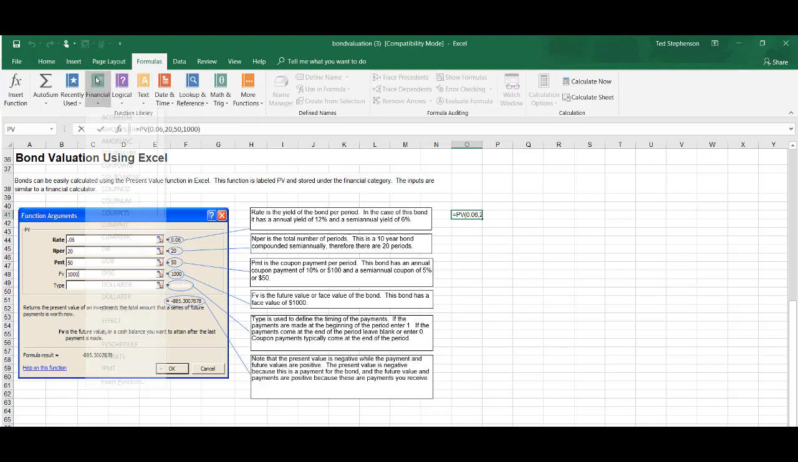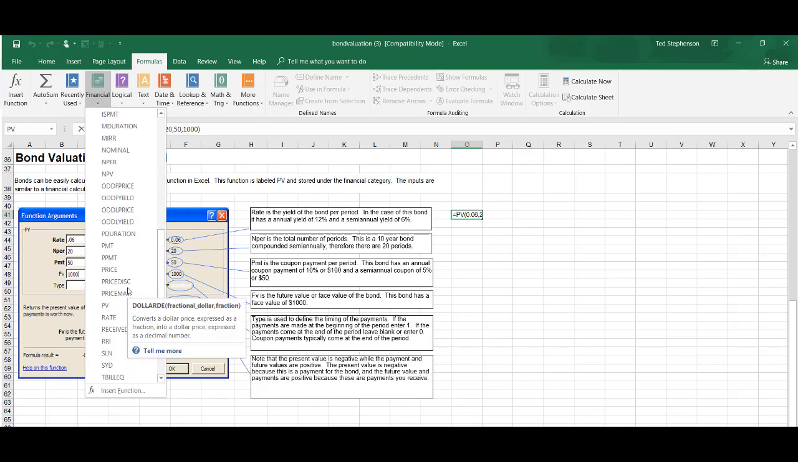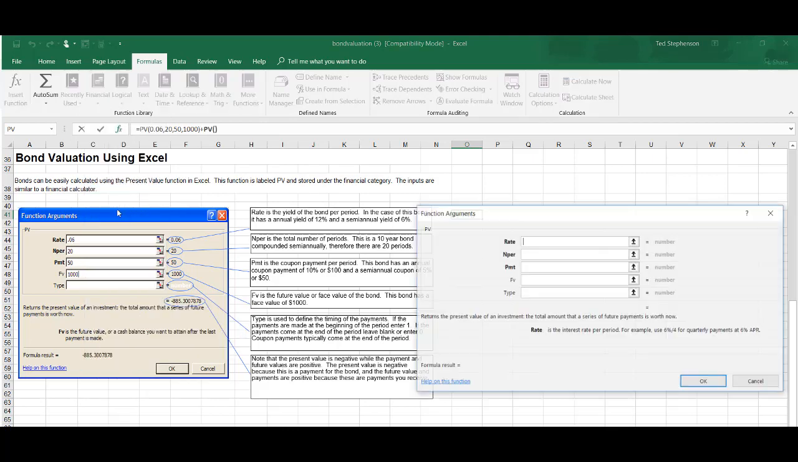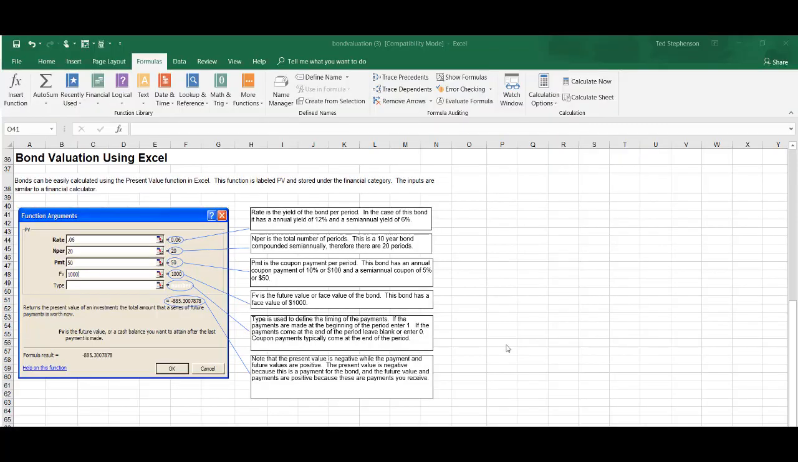Okay, so let's just do that one more time. Bring up the financial functionality. We're going to go to PV. For the rate, we type in 0.06. For the periods, 20. For the payment, 50. For the future value, 1,000. And you can see the result is negative 885 because that's money out of my pocket to buy the bond, and then I'm going to receive the future value, which is 1,000. With present value calculations, either the future value or the present value, one number must be negative and one must be positive.